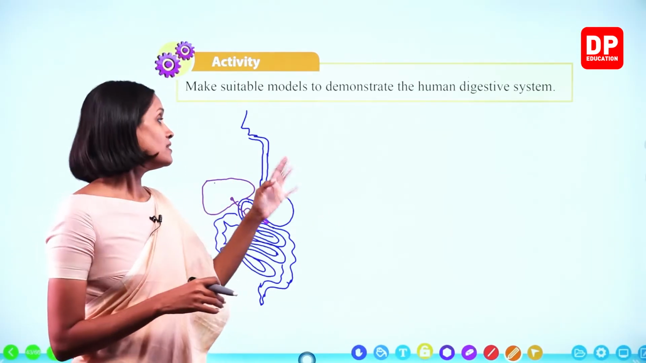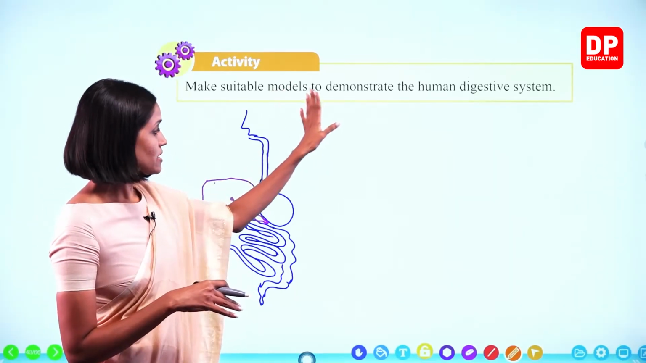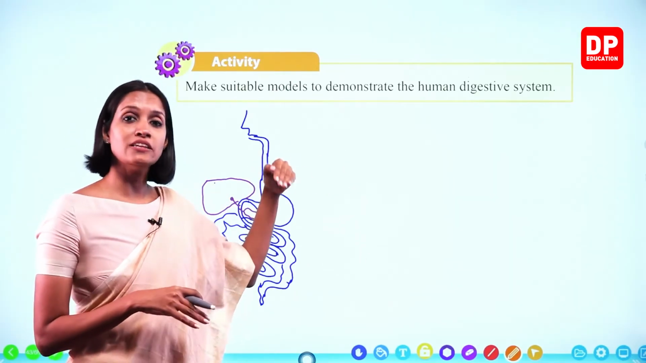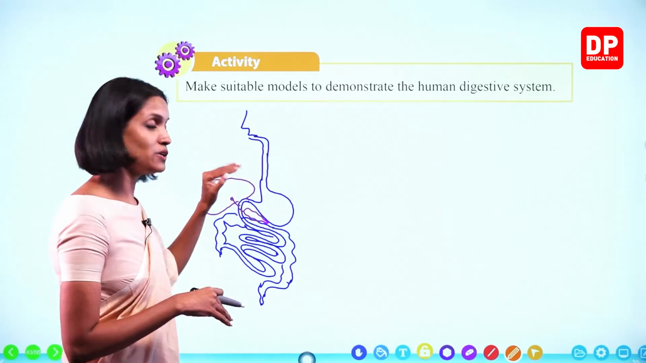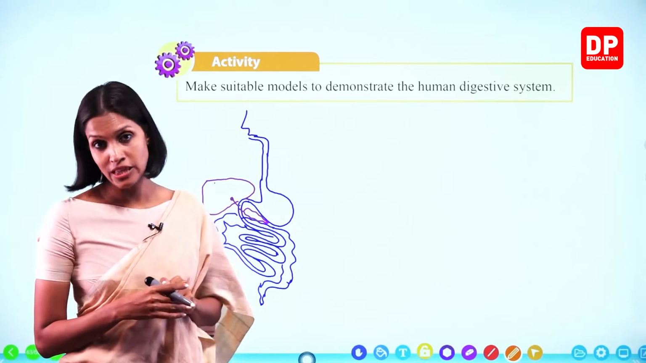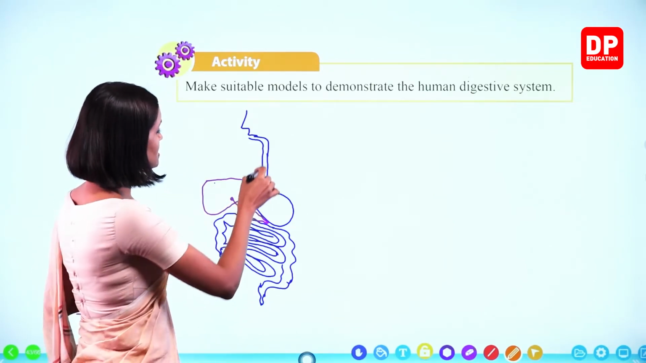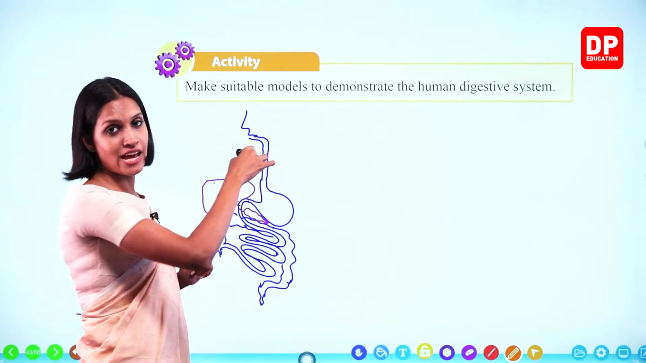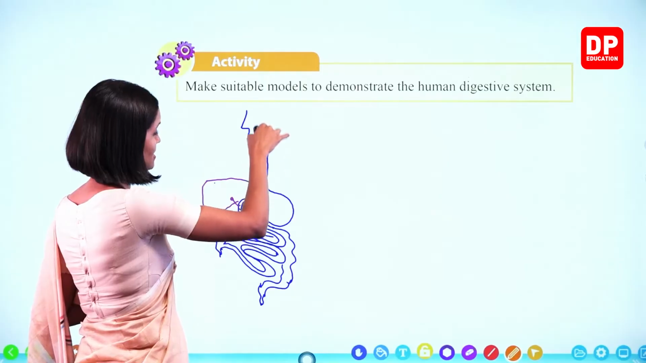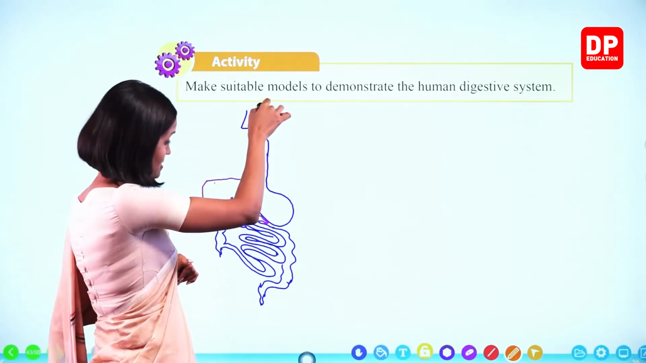And you can color them too. You can fix them on a board, let's say a bristle board or any other wooden board, and you can make these shapes and finally color them and label them too. Another method is, when you consider this tubular part, you can use a saline tube for this one. Right? This is the esophagus. Instead of the esophagus, you can use a saline tube.